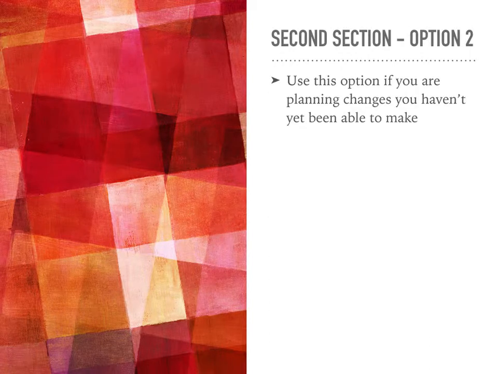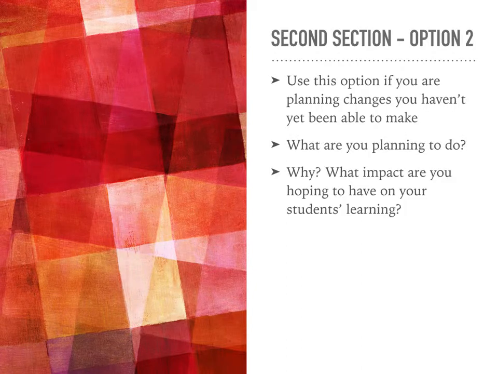Your second option for this final part of the assignment is if you've planned changes that you haven't yet been able to make, and that's, again, absolutely fine. In which case, you write about, okay, I've received this feedback, this is what I'm planning to do, this is why I'm planning to do it, and this is specifically what impact I hope it's going to have on my students' learning.